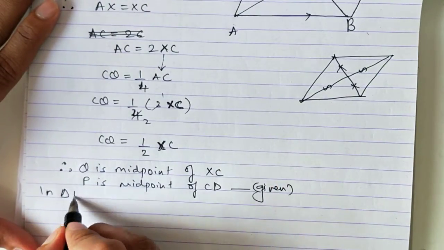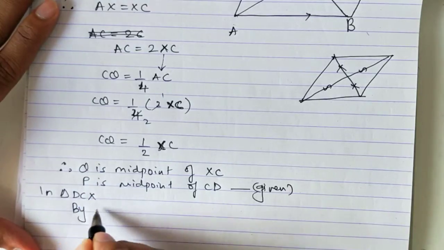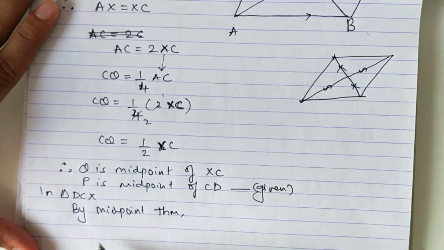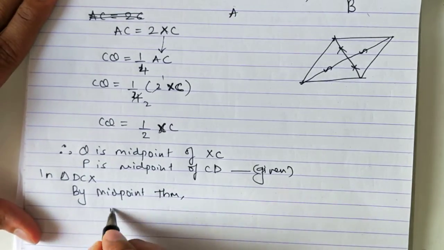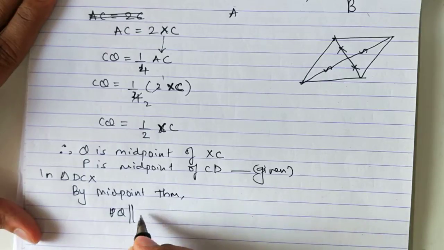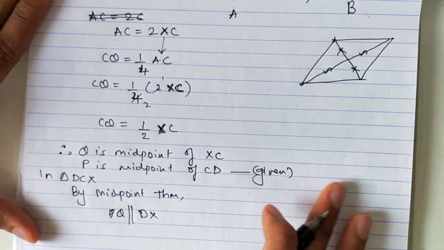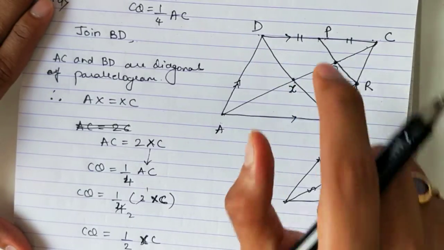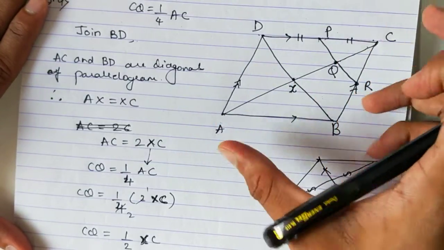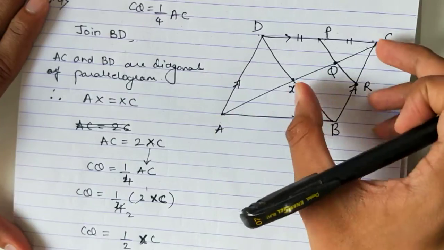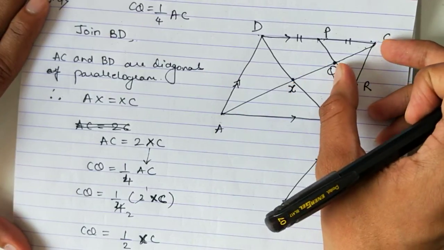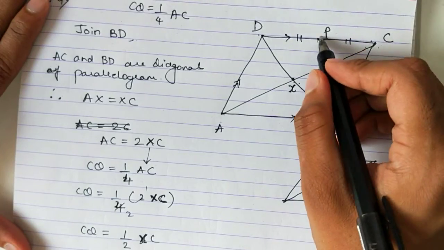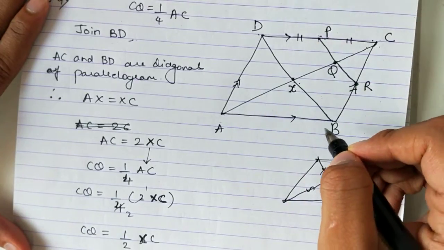So, in triangle DCX, by midpoint theorem, PQ is parallel to DX. Okay, this PQ is parallel to DX. One more time, I'll explain to you. First, what did we do? XC is half of AC, correct? And CQ is half of XC, okay? So Q is the midpoint of XC, and P is also a midpoint, meaning this PQ is parallel to DX.